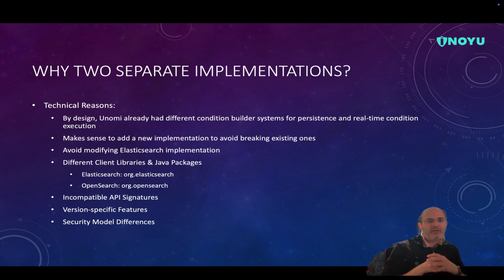By design, Unomi has different condition builders for either accessing the persistence service or real-time conditions. So we already had two different systems of building conditions. Here it made sense to add a new one for a new implementation, to avoid breaking all the other existing ones. By doing that, we completely avoid modifying the Elasticsearch implementation, so that could live with an older version of the library.